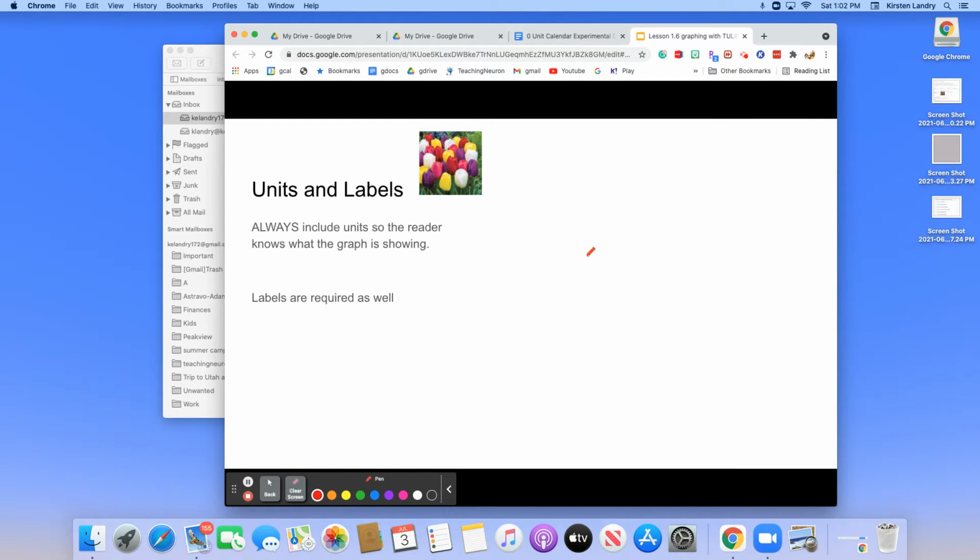Next is units and labels. These are super important, and a lot of times kids will put a label but not the units. Always include the unit so that the reader knows what the graph is showing. Like if I say to you, I'm going to give you 20. Well, 20 what? The unit is really important, and so are labels. So let's take a look at some examples of some graphs. Remember that when you graph, if I were to draw a little graph here.